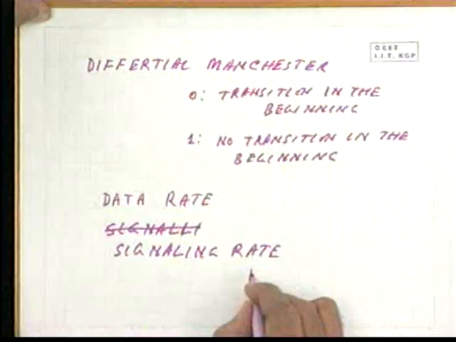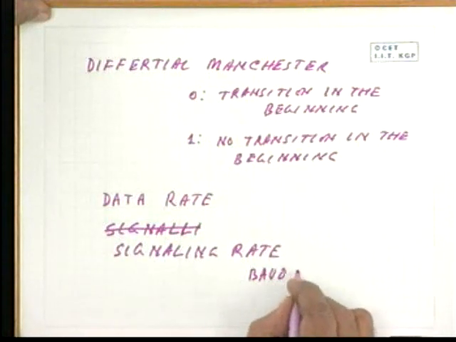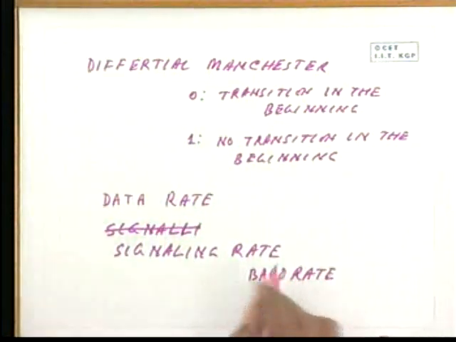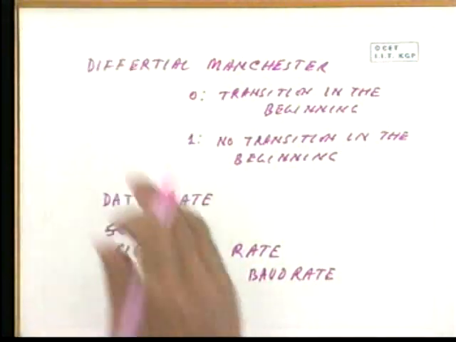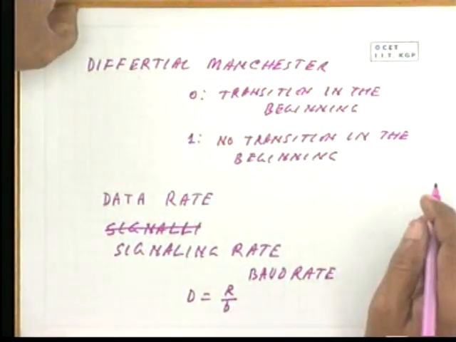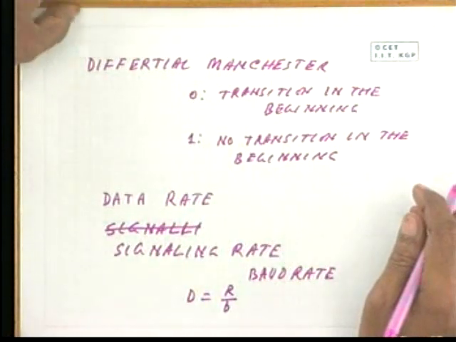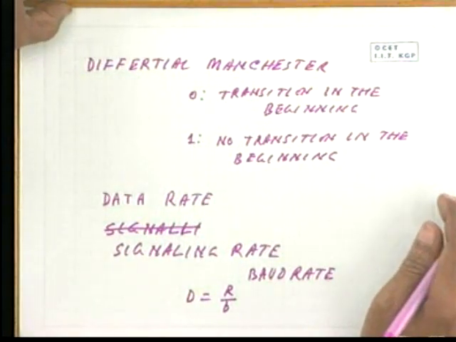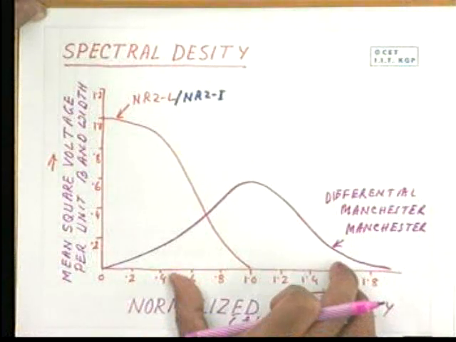and that's why it is called baud rate. And this baud rate is expressed by D equal to data rate by B, where B is the number of bits per signal element. So we see that by different encoding, the baud rate may be increased. And for Manchester encoding, as it requires higher bandwidth, the baud rate is more.